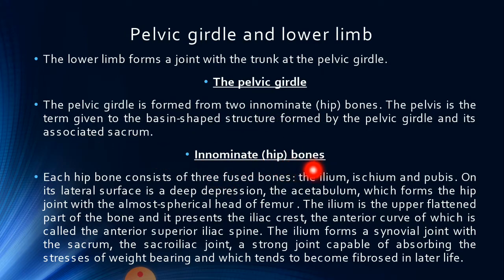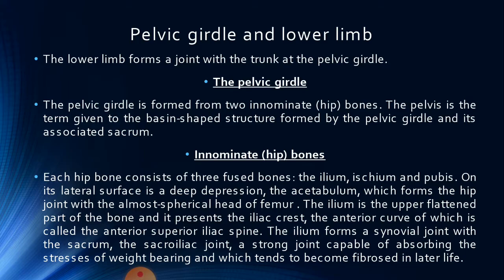Innominate hip bones. Each hip bone consists of three fused bones, the ilium, ischium, and pubis. On its lateral surface is a deep depression, the acetabulum, which forms the hip joint with the almost spherical head of the femur. The ilium is the upper flattened part of the bone, and it presents the iliac crest, the interior curve of which is called the interior spherical spine.